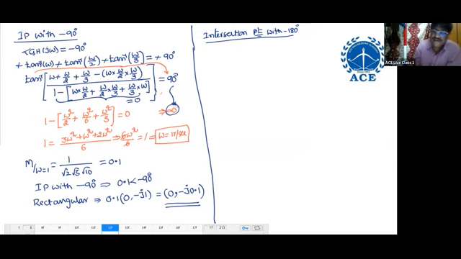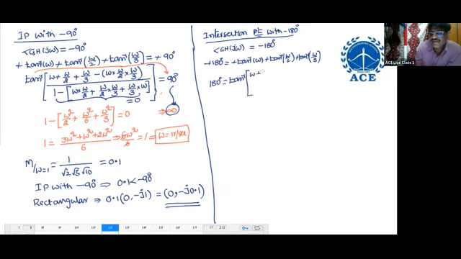Now 180. Come on. Angle of GH of j omega equal to minus 180. So minus 180 equals the same thing, minus tan inverse of omega, minus tan inverse of omega by 2, minus tan inverse of omega by 3. All minus, make it plus. So 180 equals tan inverse of omega plus omega by 2 plus omega by 3.